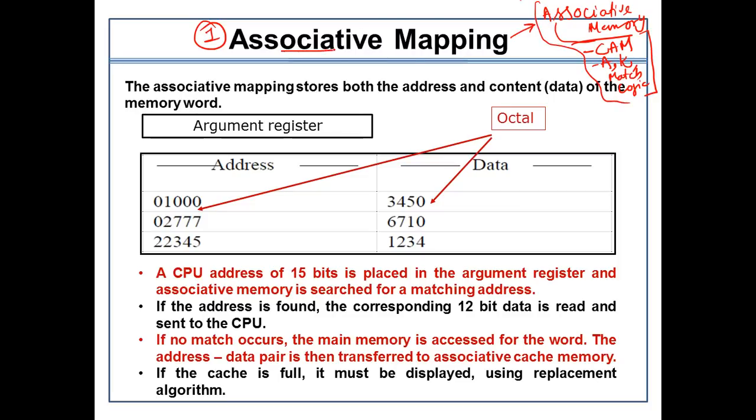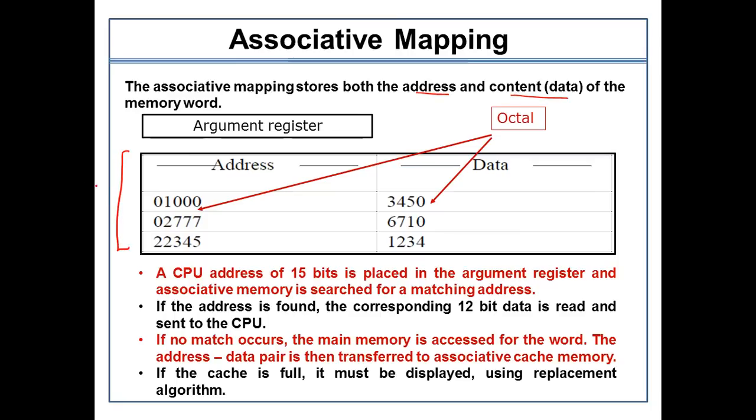So let's understand what this cache associative mapping is. Here is a point: the associative mapping stores both the address and the content of the memory word. This is actually the cache memory or the memory area, you could say. What it is having right now is the address value as well as the data value. Okay.